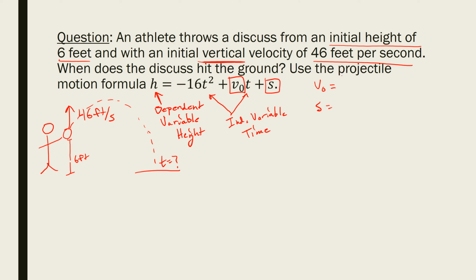V sub 0 refers to the vertical velocity. So if you notice, we've been given that in our problem, vertical velocity. S refers to the initial height. So the initial height, and we've also been given that in the problem. Typically, you will be given things in the problem and you plug them in. Okay, so let's plug these things into our formula.